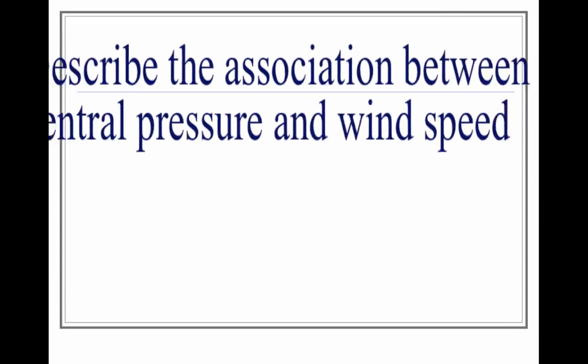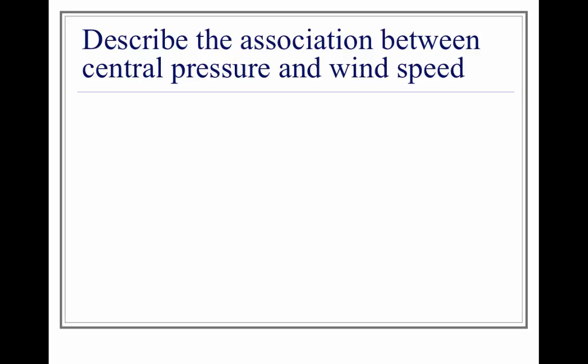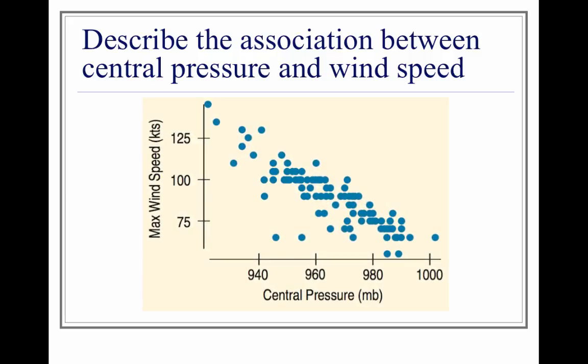For example, I want to describe the association between central pressure and wind speed. So here's the scatter plot for it, and we can really describe the association in one sentence. You just have to make sure that you are including context, direction, form, strength, and any unusual feature. So I would describe it as this. The association between central pressure and maximum wind speed appears to be a negative, strong, linear relationship.